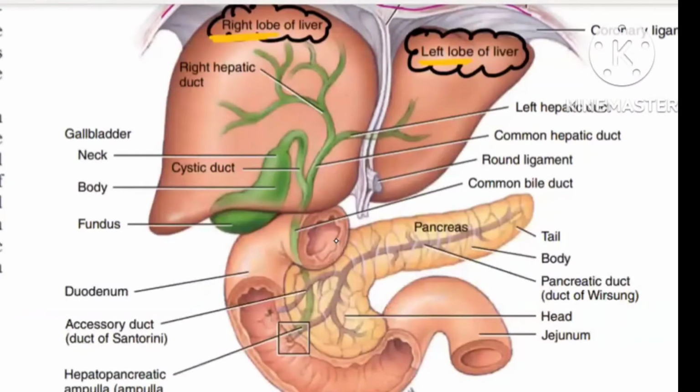This green color is the gallbladder here. You can focus on the diagram. This is the gallbladder. Clear beta? This is the gallbladder, green color.